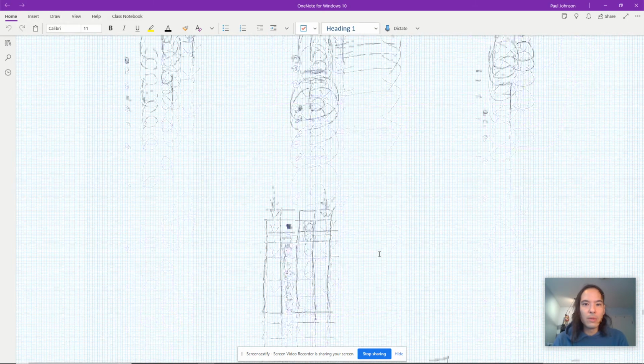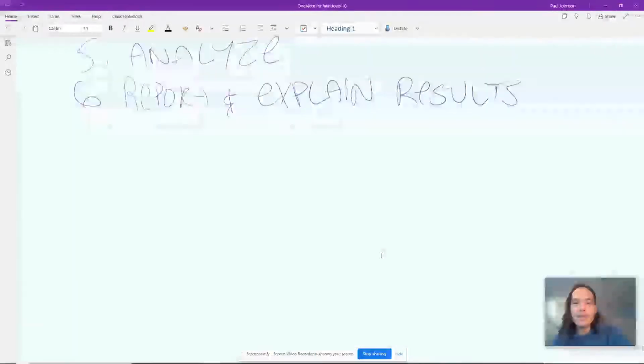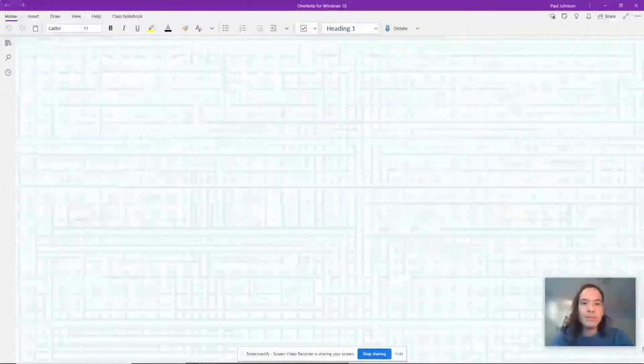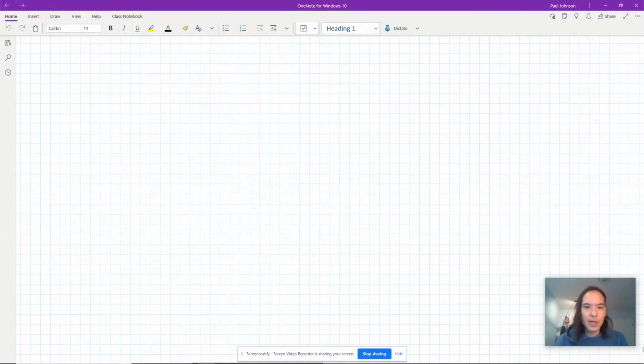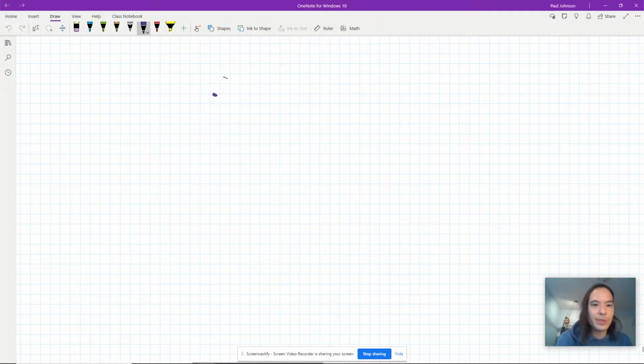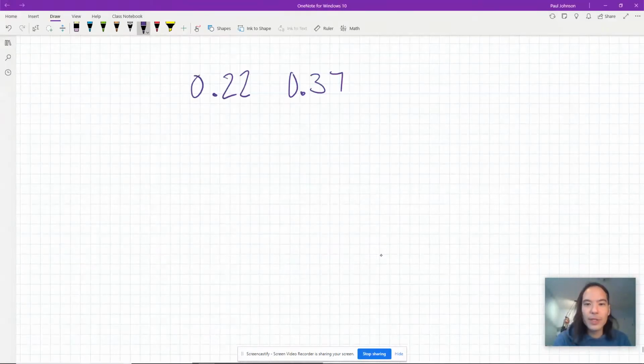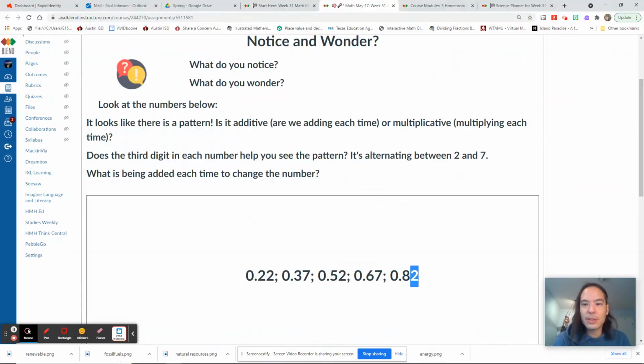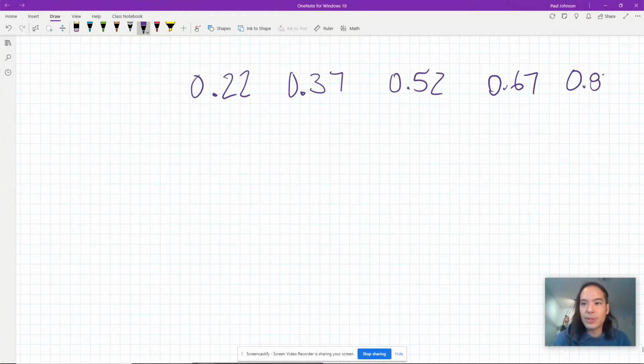So we'll get through all this old stuff. We've done a lot of math. Okay, so we'll just look at our numbers. So it had 22 hundredths, 37 hundredths, 52 hundredths, 67 hundredths, and 82 hundredths. Okay, and so if you look, we can see that our last digit is alternating between 2 and 7.